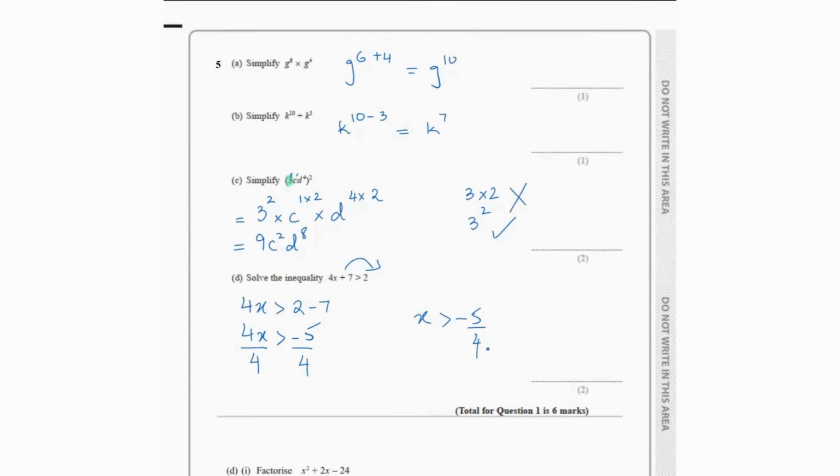That's your answer. If you want to convert this into a decimal, that's also fine. If you want to convert it into a mixed number, that is also fine. If you want to leave it as it is, that also works. So these are, again, easy 6 marks that you can easily score.